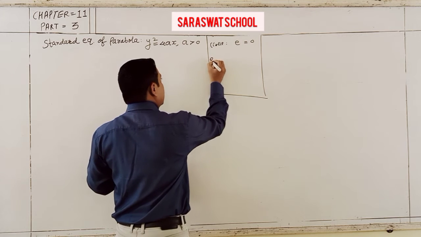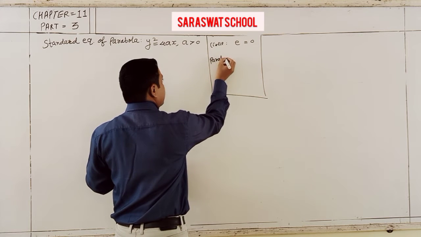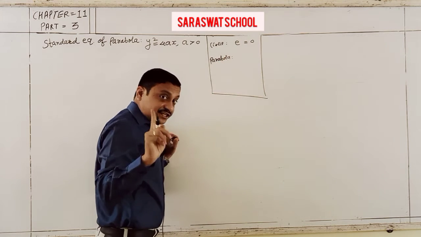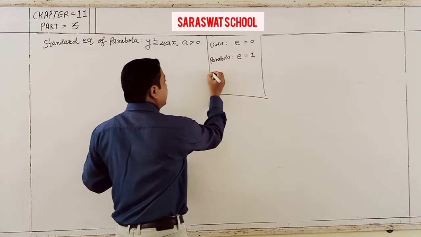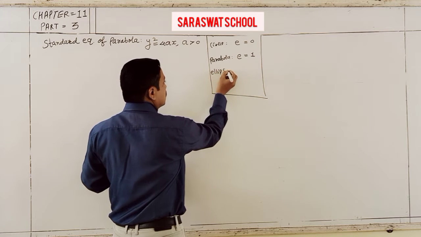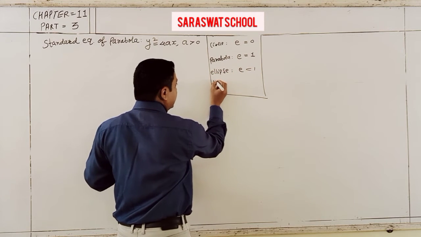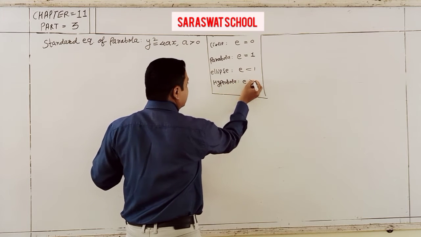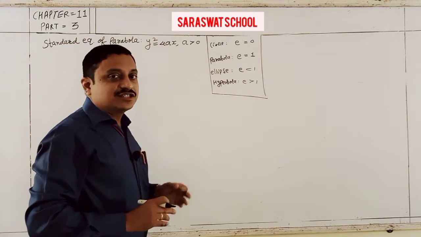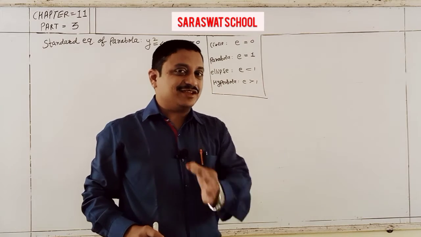Next, in the parabola, I explain what the eccentricity is, but that is the definition: e equal to 1 in the parabola, in the ellipse e less than 1, and in the hyperbola e more than 1. These are the 4 standard definitions we cover.